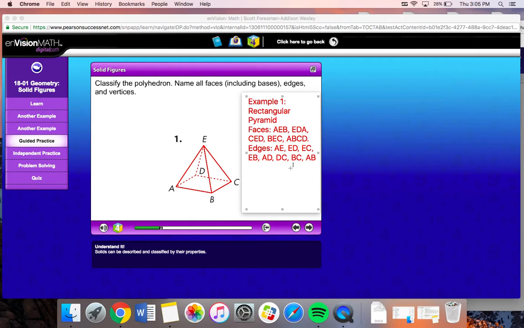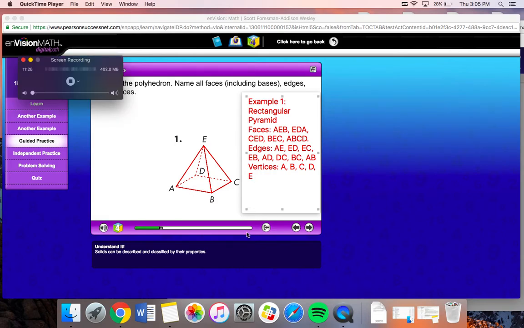The next one that they want us to do is vertices. Those are just all the points. So I'm just going to put my letters down like this. And that's my answer to example 1. Make sure you drew the picture on this as well. We're going to example 2 in 3, 2, 1.